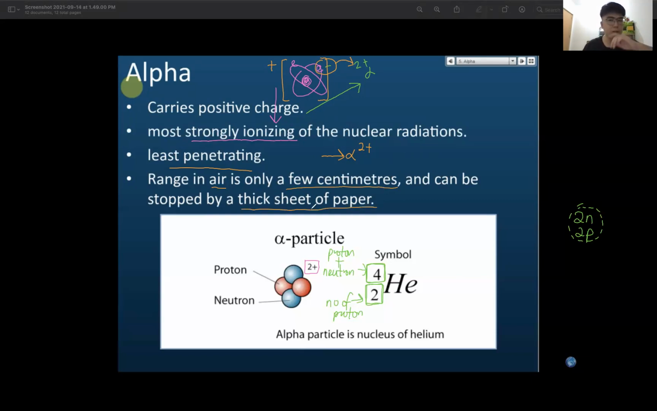How do you stop an alpha particle? You just take a thick sheet of paper, like A4 paper, and then you can stop the alpha particle from going through. Okay, so that's for alpha particles.